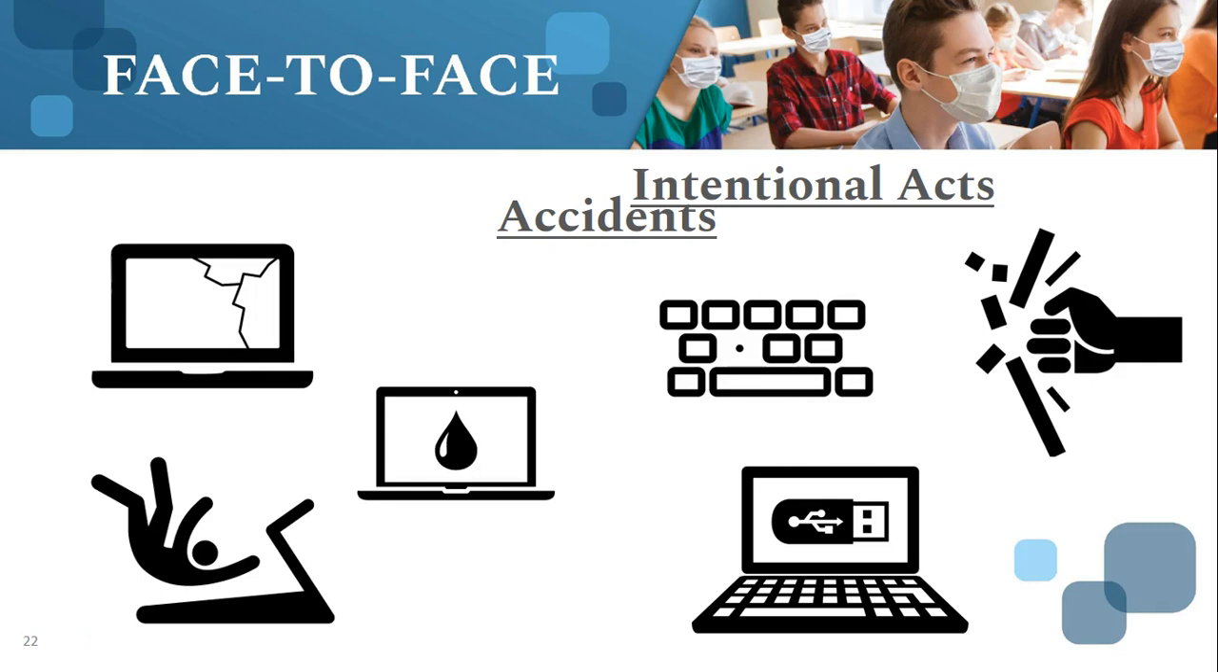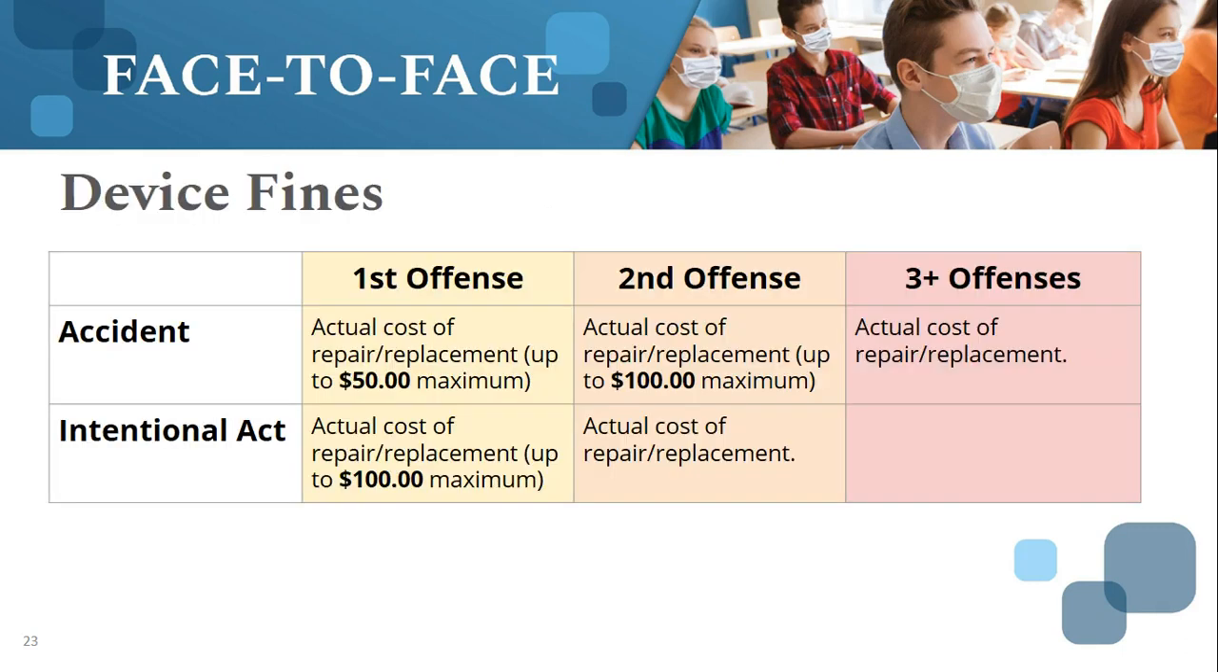Some examples of accidental damage include falls off a desk, dropping the device, having it stepped on, spilling liquid on the device, or running with it and dropping the device. Some examples of intentional acts include objects being stuck or jammed into the ports, striking or throwing the device, or peeling keys off of the device.